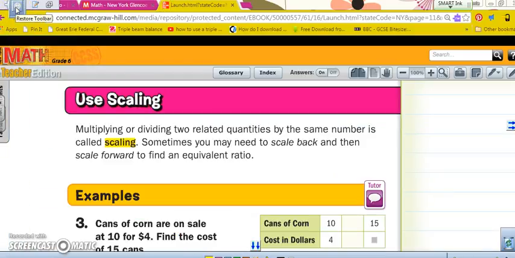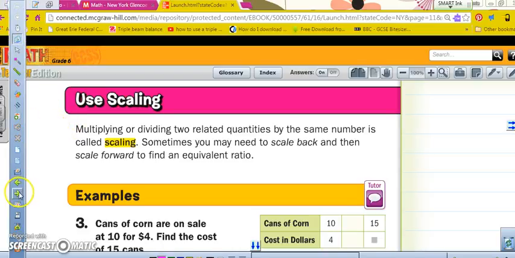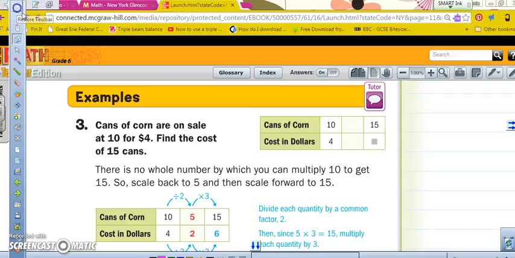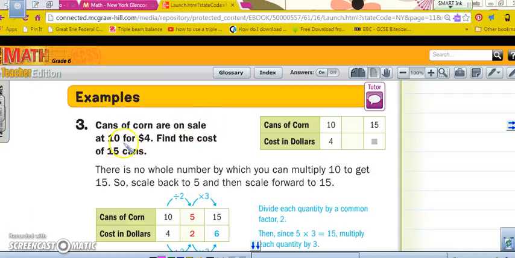Multiplying or dividing two related quantities by the same number is called scaling. Sometimes you need to scale back and then scale forward to find an equivalent ratio. So we'll look at this one right now. Number 3 is an example of why we need that extra box in the middle. So cans of corn are on sale at 10 for $4. So 10 cans cost $4. Find the cost, we don't know, of 15.